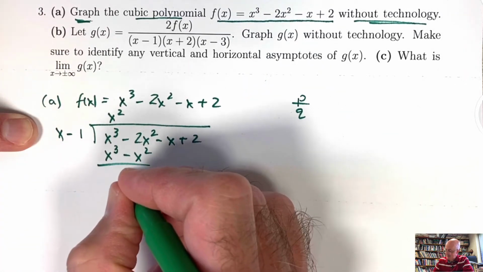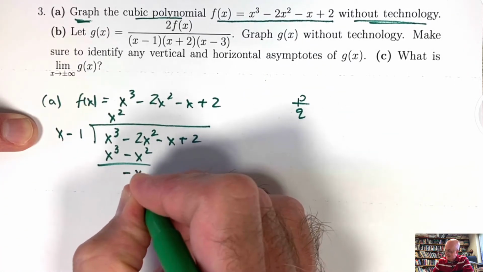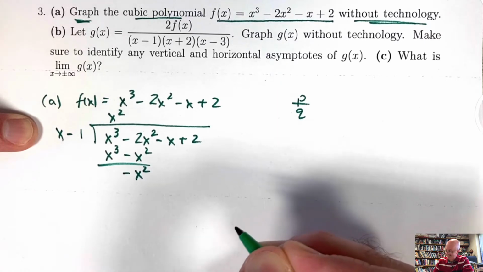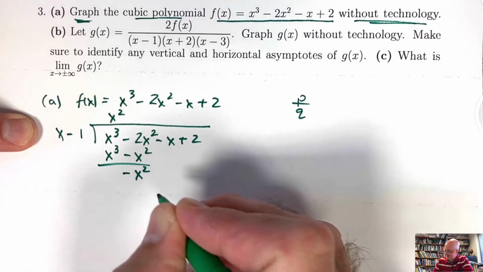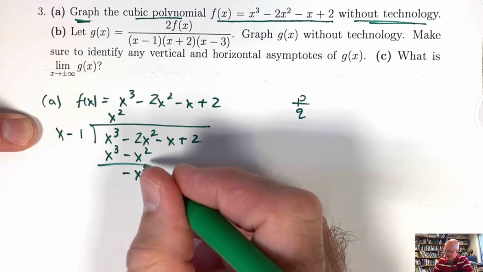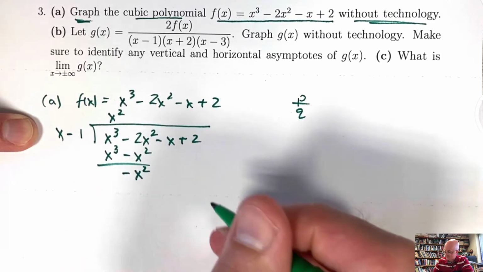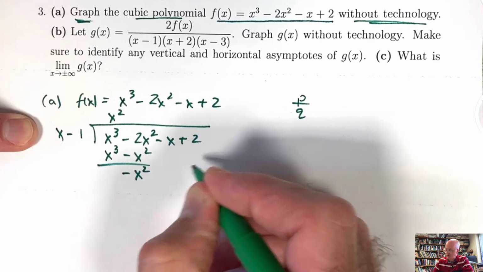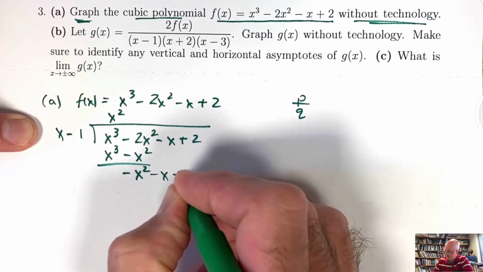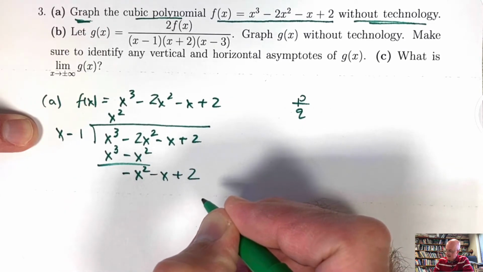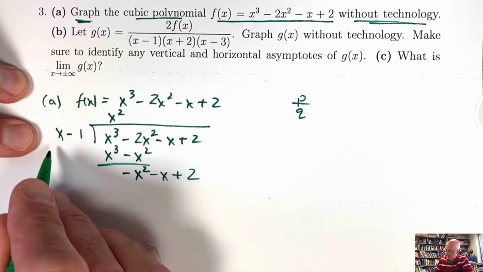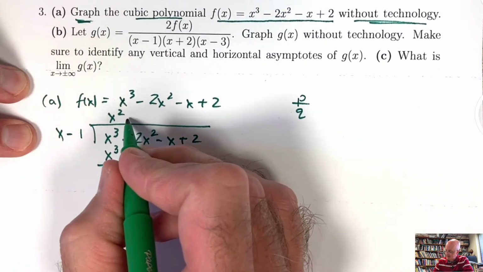Okay, that's going to give you, careful, negative x squared there. If you want to double check here, if you add these two expressions, you're going to get that. Negative 1 plus negative 1 is negative 2. Bring down the other things, it's like you're subtracting 0, like that. Now ask, what do I multiply x by to get negative x squared? It'll be a negative x.